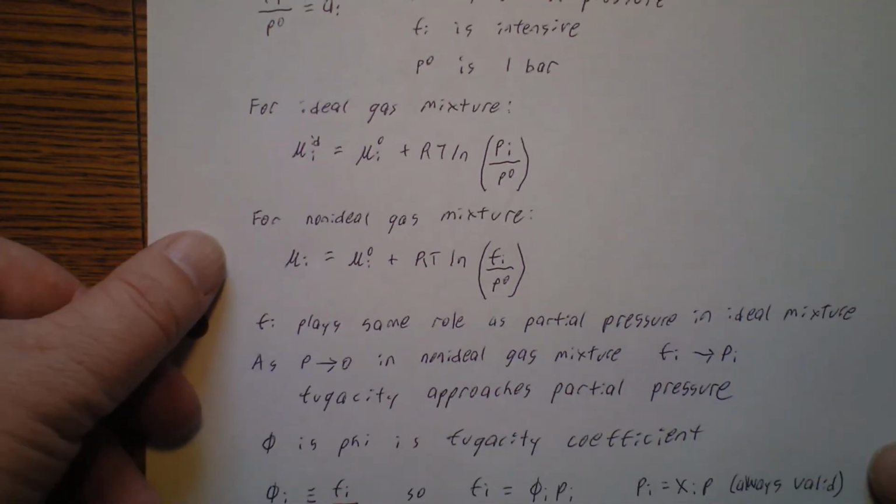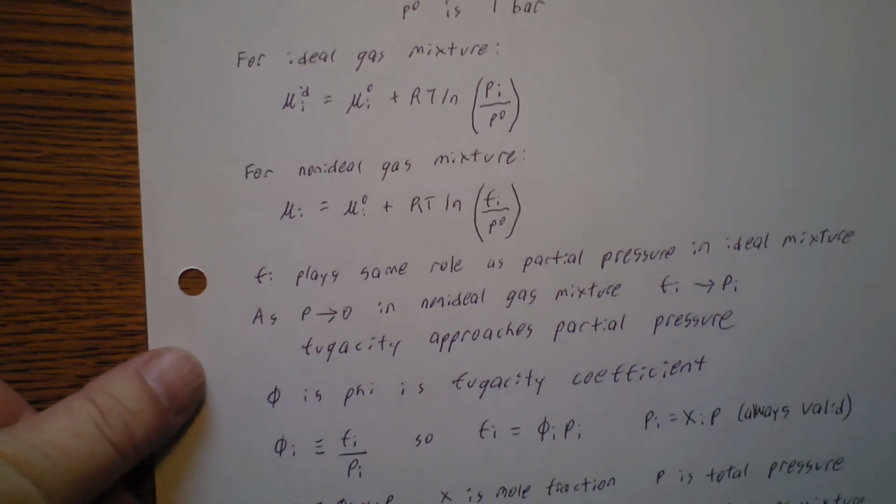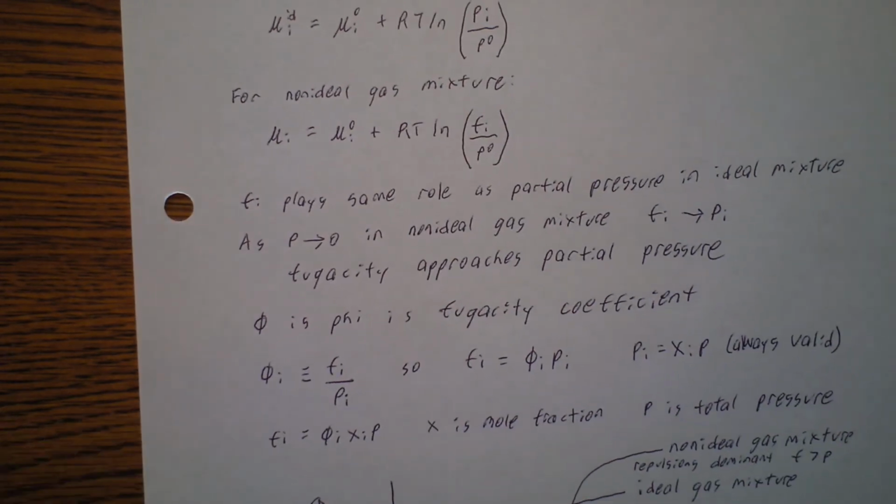Now, for a non-ideal gas mixture, the chemical potential of substance i is equal to the chemical potential of substance i in the standard state plus RT times the natural log of the fugacity of substance i divided by P naught. So the fugacity plays the same role as the partial pressure did in an ideal mixture. As the pressure approaches zero in a non-ideal gas mixture, the fugacity of substance i approaches the partial pressure of substance i. So fugacity approaches partial pressure as pressure decreases.